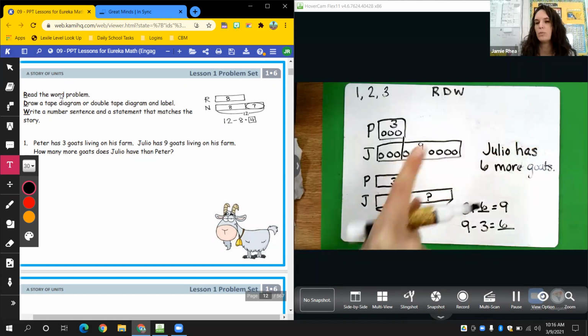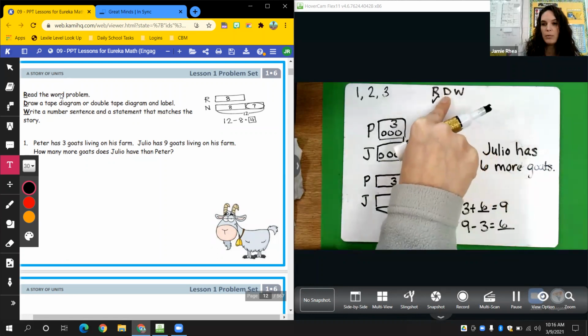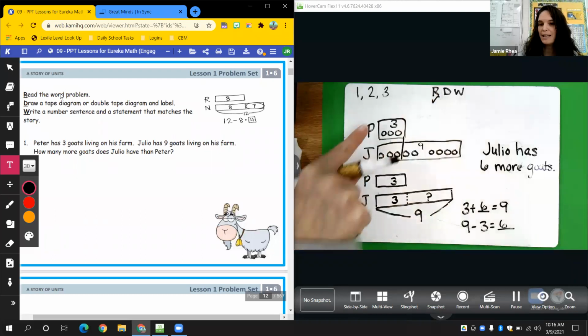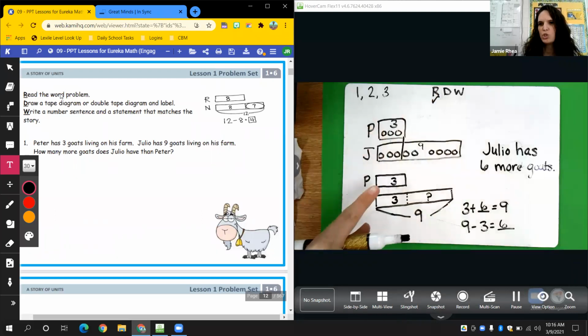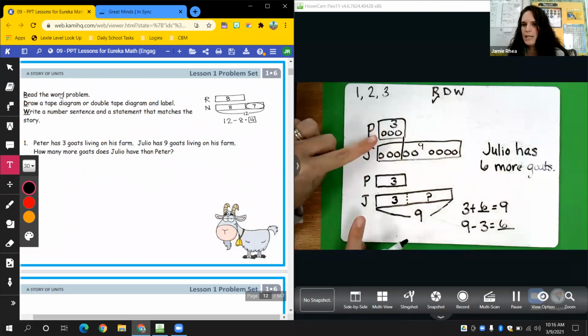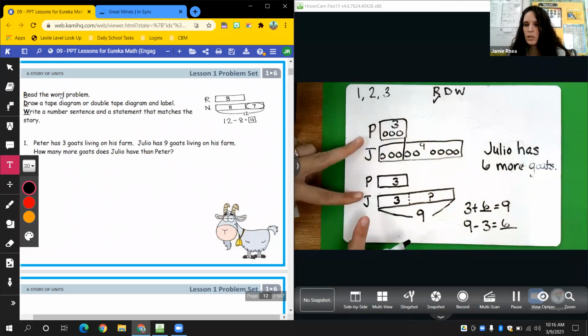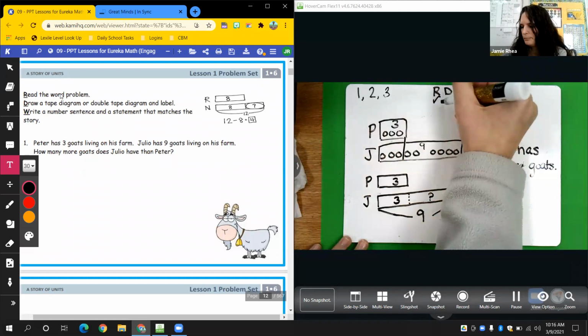Now let's double check. Did we read the problem? Yep. Did we draw out a tape diagram or a double tape diagram? Now, guys, I did both. Do which one works best for you. If you need to draw out with the picture, then do that. If you don't need the picture and you can do it without, use this one. Doesn't matter to me. Which of these two works best for you? But we did draw it out.